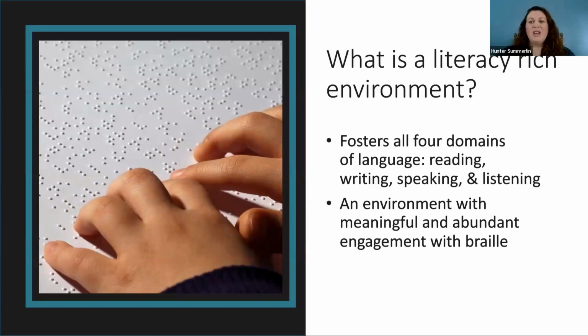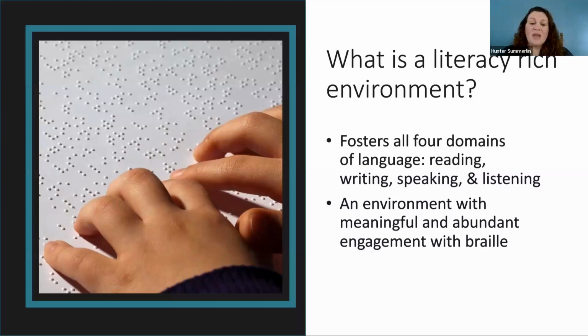Now you might think, I've heard of a literacy-rich environment so often as an ocular-centric, print-focused kind of thing. Well, yes, historically, I think that is the context in which we are most familiar with the concept of a literacy-rich environment as educators. However, the principles apply to creating a literacy-rich environment for either your dual media or your Braille learners as well.